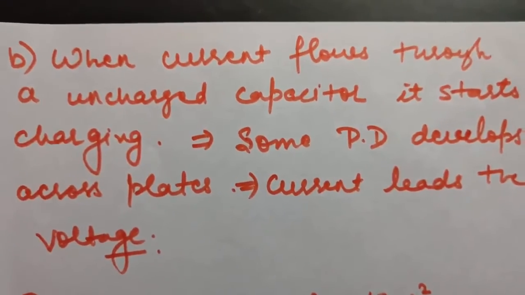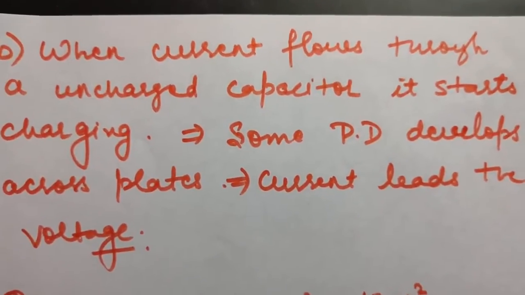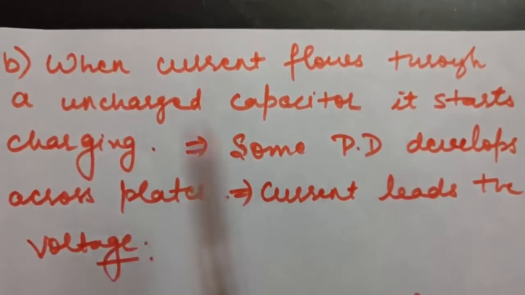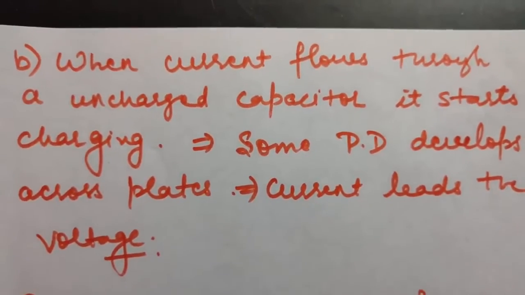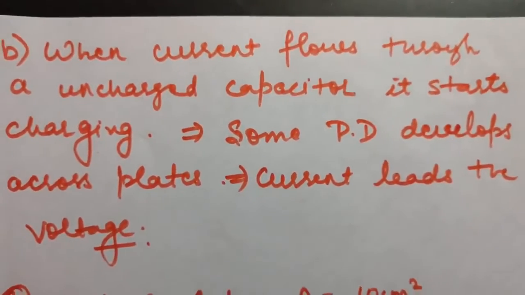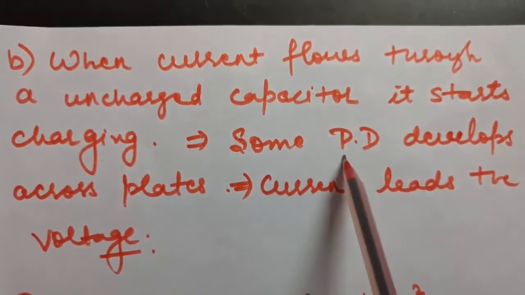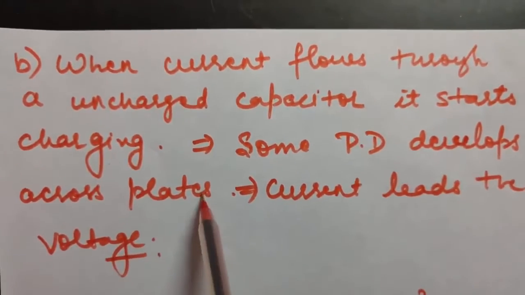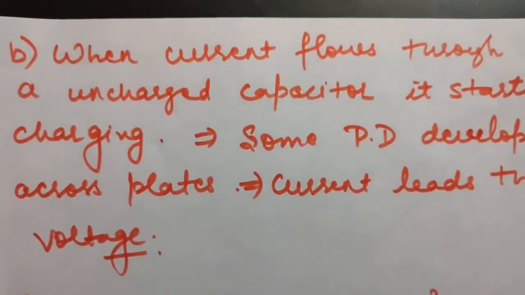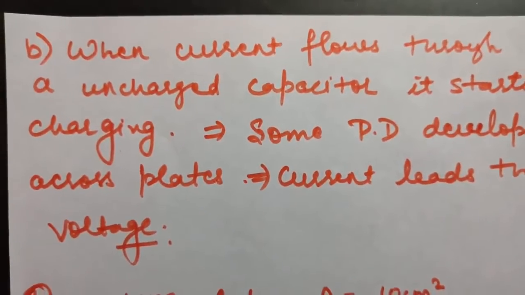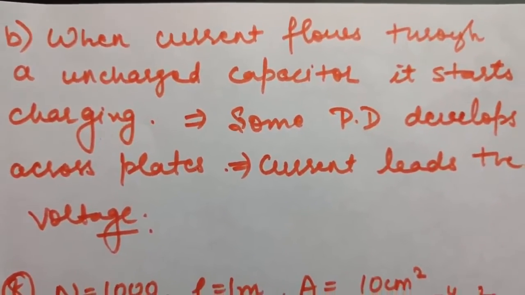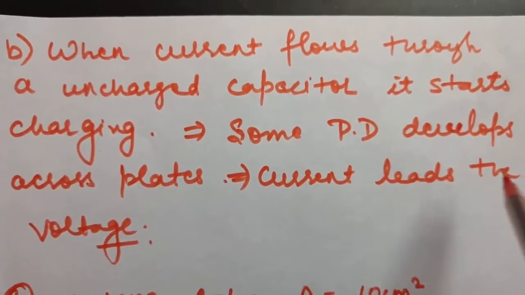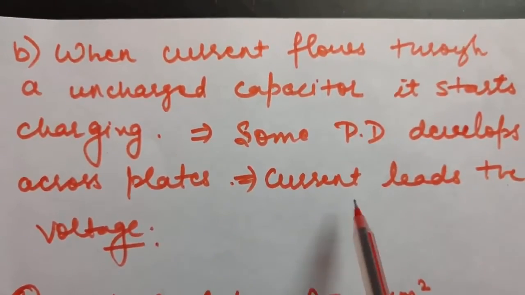In a capacitor, now see, initially the capacitor is uncharged. When the current flows through the capacitor, it starts charging. And as you know, when the capacitor starts charging, some potential difference will develop across the plates of capacitor. So this means first the current is flowing through capacitor and then the potential difference is developing across the plates. Therefore current is leading the voltage in case of a capacitor.